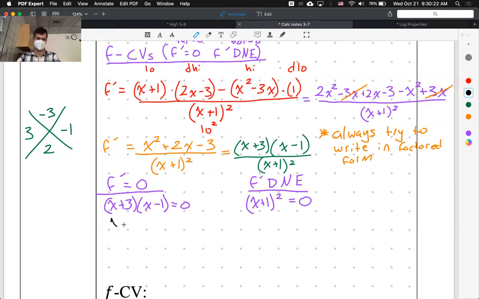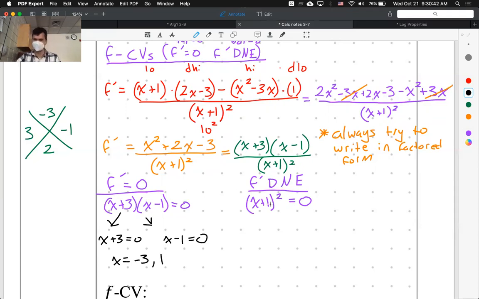Okay, so we use the zero product property. We say that could be zero or that could be zero. So two equations pop out of this: x plus 3 is equal to zero or x minus 1 is equal to zero. And then you said our answers are x is equal to negative 3 and 1. There it is.